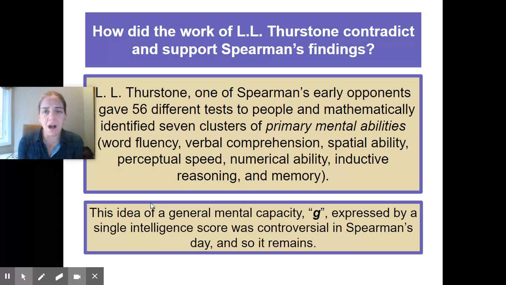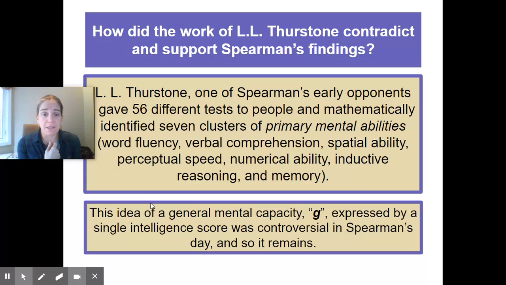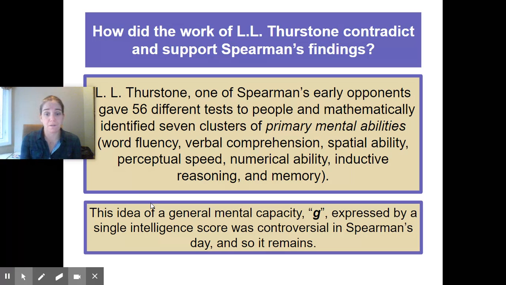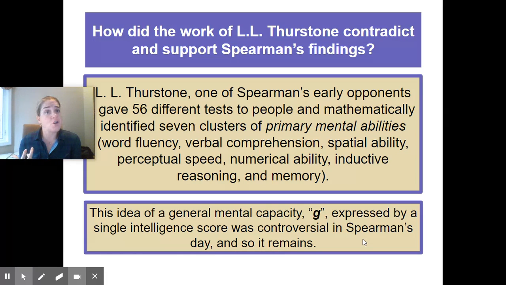The first critic of Charles Spearman was L.L. Thurstone, and he came up with the primary abilities. Really, he identified 7 major clusters of abilities, whether it be verbal comprehension, spatial ability, inductive reasoning, memory. You wouldn't need to know the specifics, but it was much more complex than g. Okay. The idea of a g factor was controversial back then, and it's really controversial now.